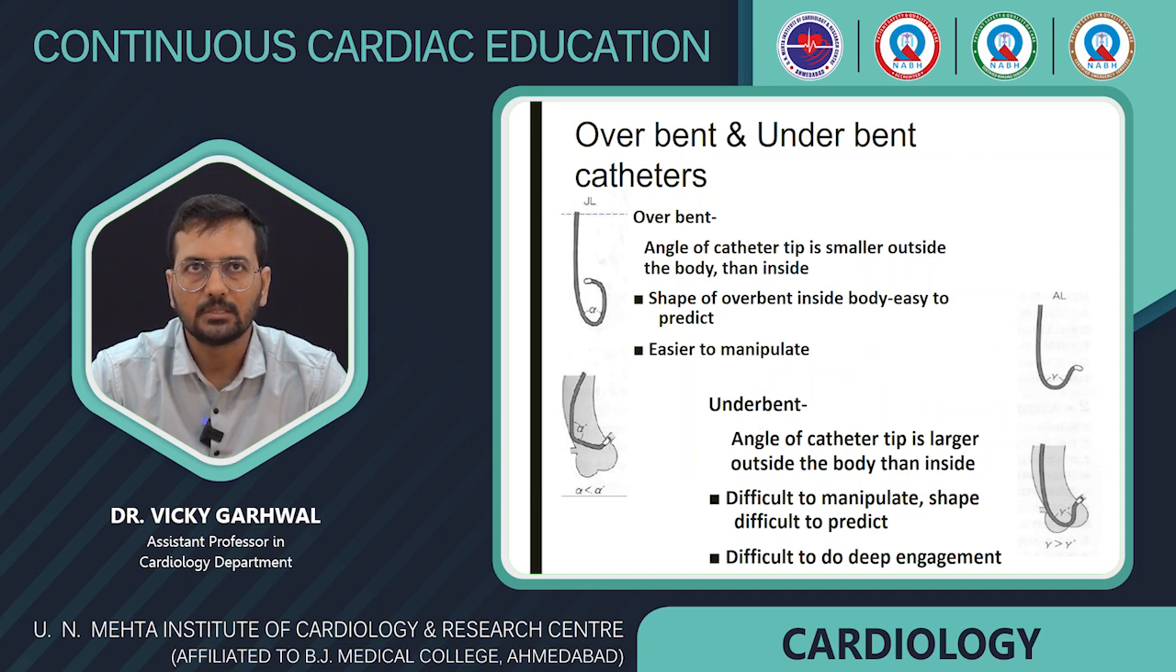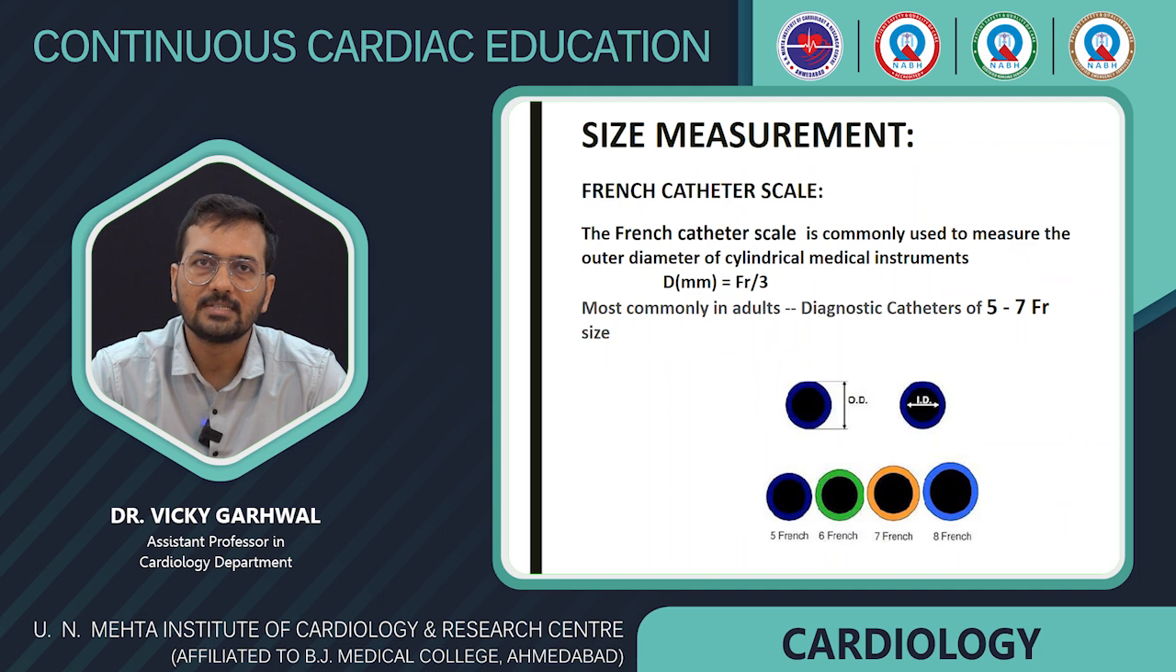Overbent and underbent catheters. In overbent catheters, the angle of the catheter tip is smaller outside the body than inside. So the shape of the overbent catheter inside the body is easy to predict and easy to manipulate. In underbent catheters, the angle of the catheter tip is larger outside the body than inside. They are difficult to manipulate and the shape is difficult to predict. Like the Amplatz catheter, they behave very irregularly and can cause dissections. So they are more prone to injury.